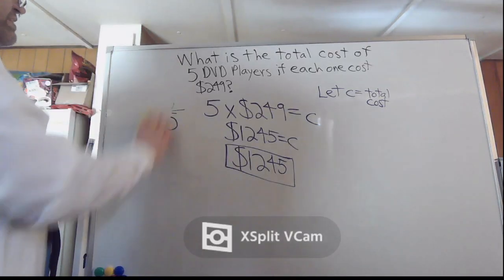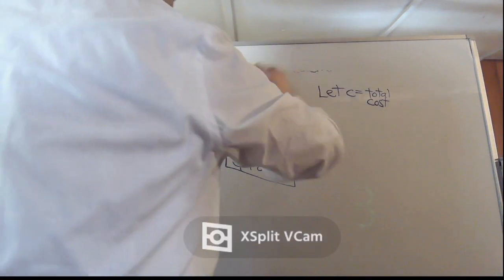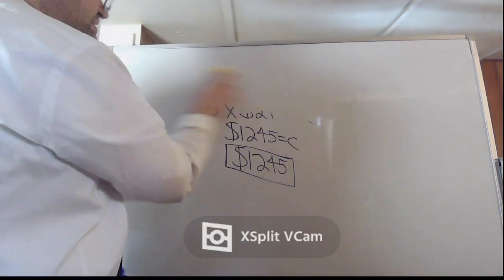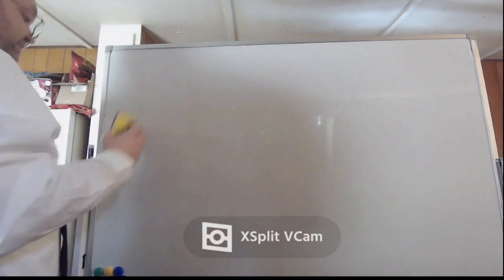Of course, nowadays they're a lot cheaper. The book I'm using is slightly outdated, but that's if they were $249 each. Which I can tell you now, if you find one for $249, you're probably getting ripped off.